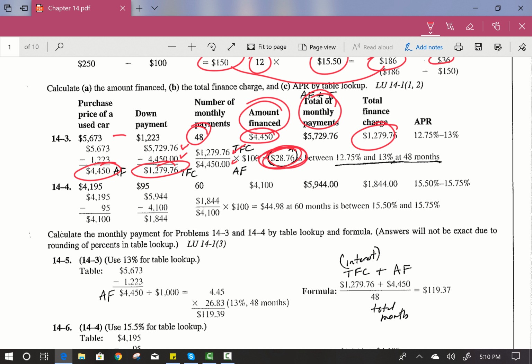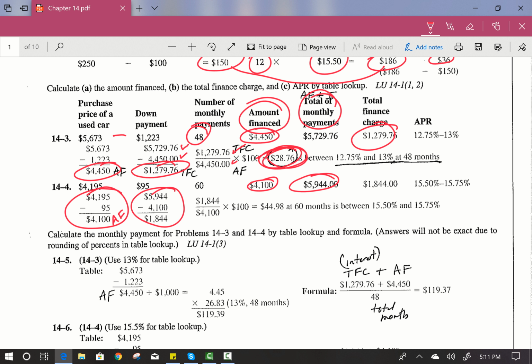Okay, let's do number 4. We want to calculate, first of all, our amount financed. So all we're going to do is subtract the down payment of $95 from $4,195 to give us the amount financed of $4,100. Okay, then we're going to calculate the total finance charge. So we'll take the total of all of our monthly payments of $5,944 right there, and subtract from that the amount financed of $4,100. That will give us $1,844. Remember, the total of all your monthly payments includes both your principal and interest.